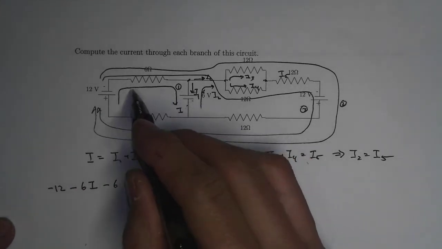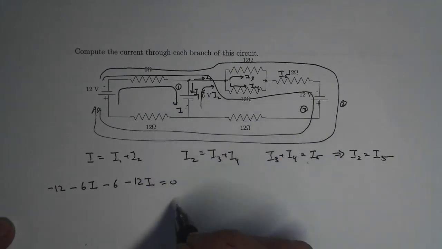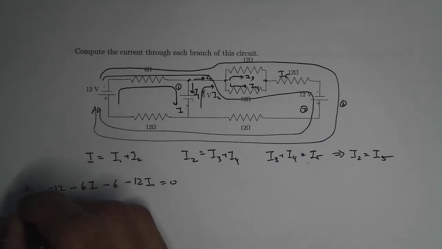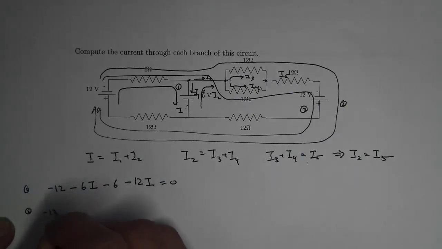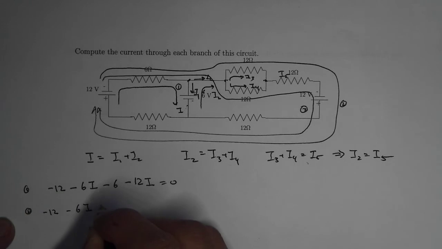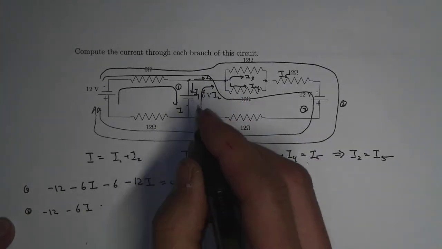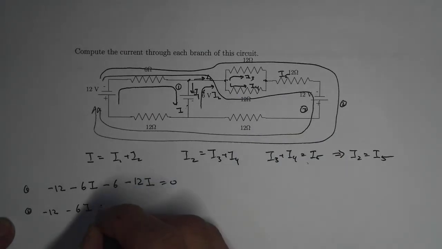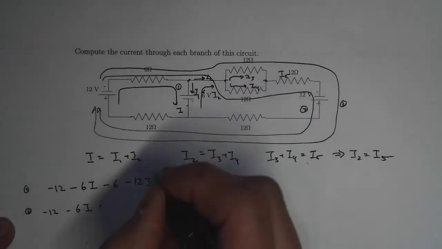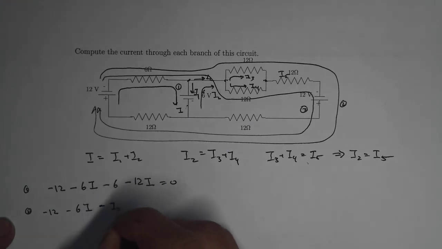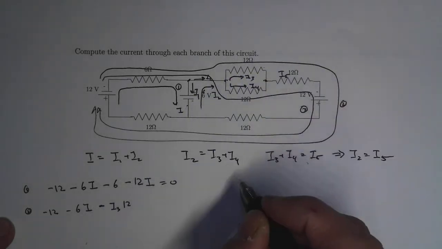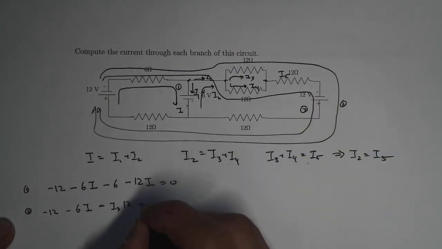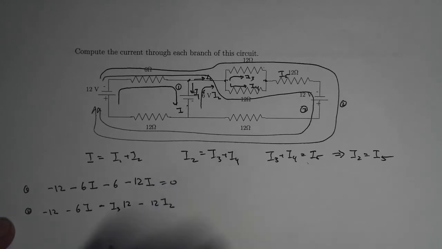Okay, now let's do this second circuit here. So going around again, this circuit here will be number 2. This will be minus 12, minus 6I. Now I don't go minus 6. I now hit I2, and I2 goes around here, so it'd basically be I3, minus I3 times 12. That's this circuit up here. I5 is I2 again, so it'd basically be minus 12I2.